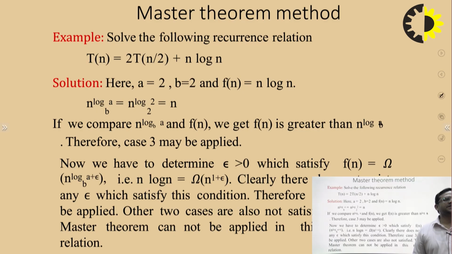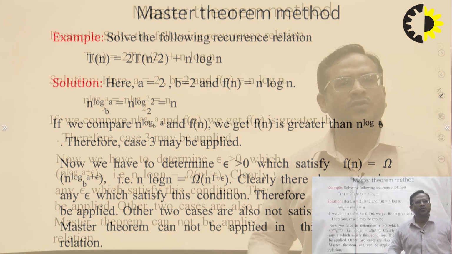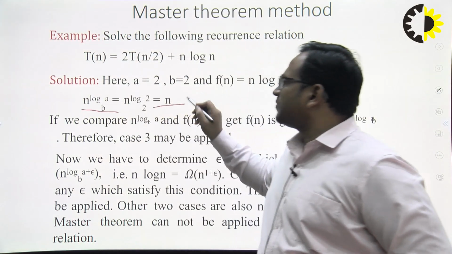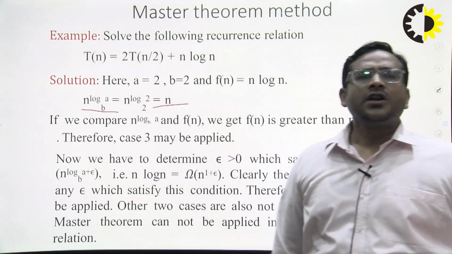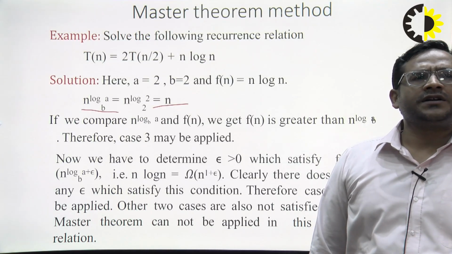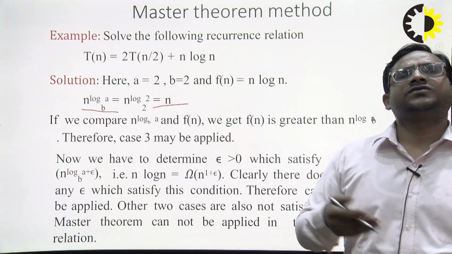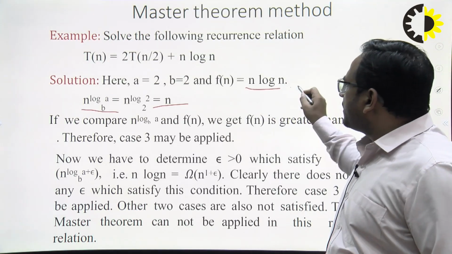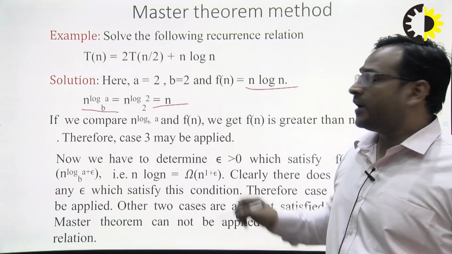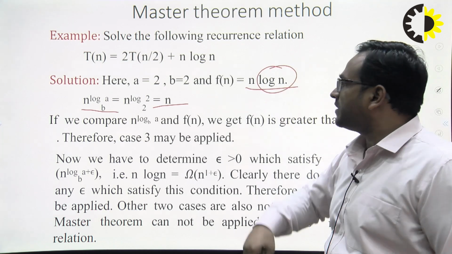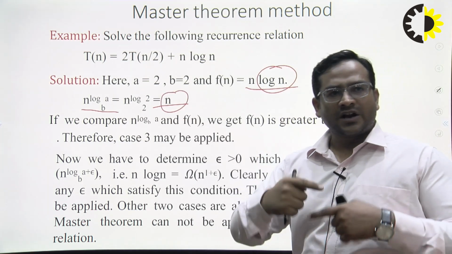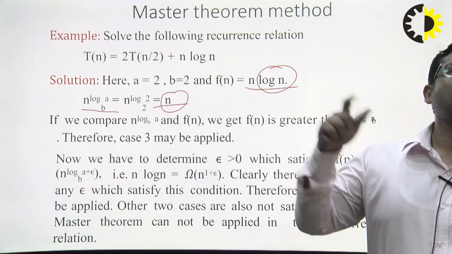Again, one more problem is here. Solve T(n) is equal to 2T(n/2) plus n log n. a is equal to 2, b is equal to 2, f(n) is equal to n log n. If I calculate it here, n to the power log base b of a is basically n. Now we can compare this n with f(n). You can see here the function is n and it additionally has a log n, so it is higher. So we have to add some value in the power, that means it is maybe less than or equal to.